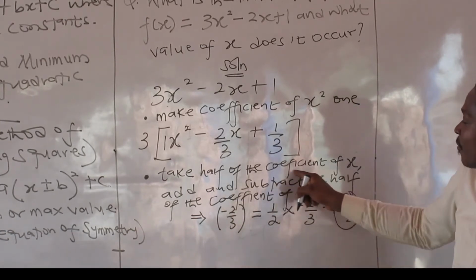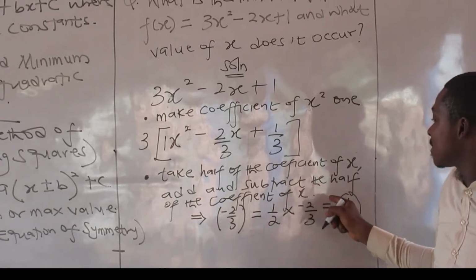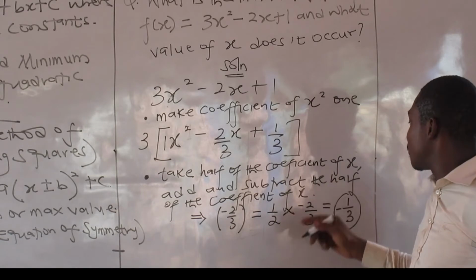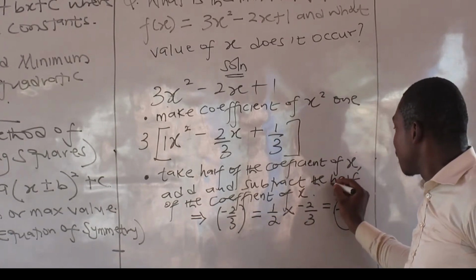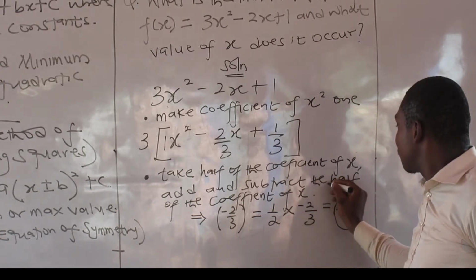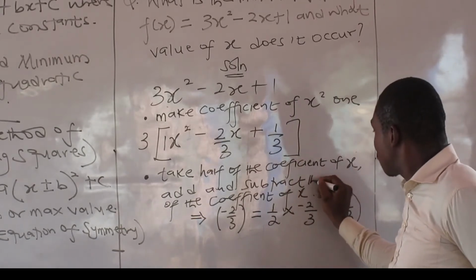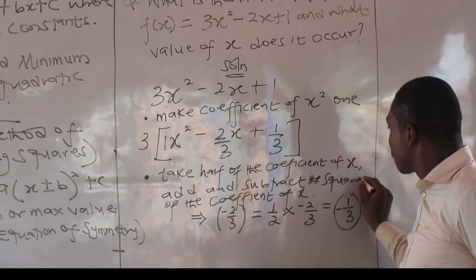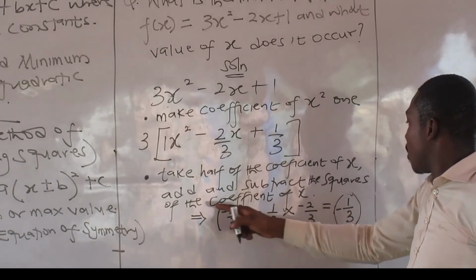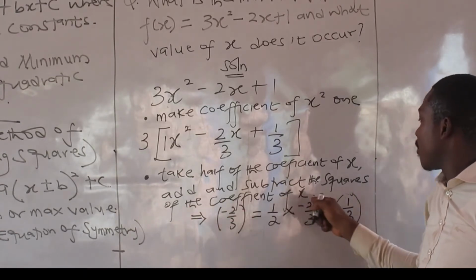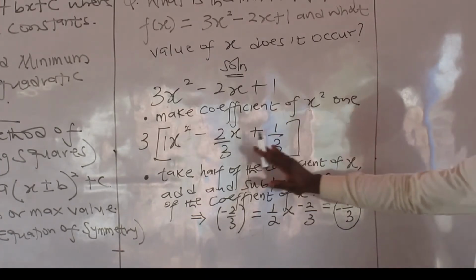So take half of the coefficient of x. That is a half of it, right? Then add and subtract the squares of the half of the coefficient of x, right? So here, subtract the squares of the coefficient of x. That's it, right? Good. So you first make the coefficient of x 1.